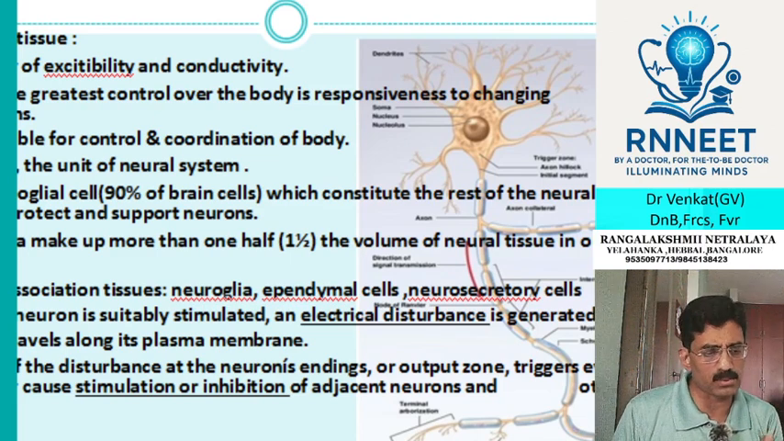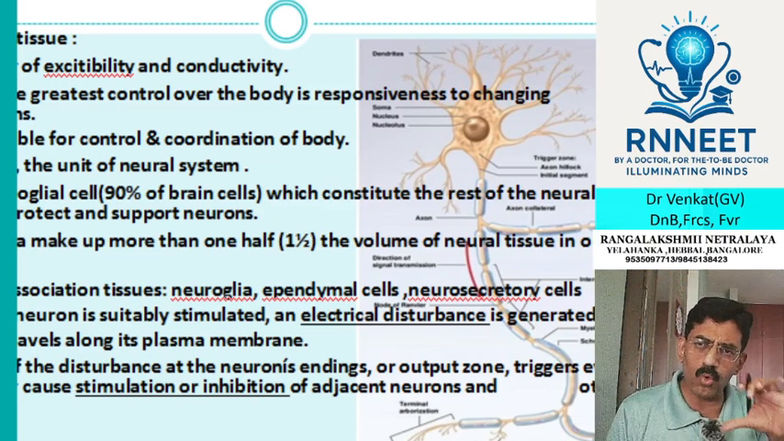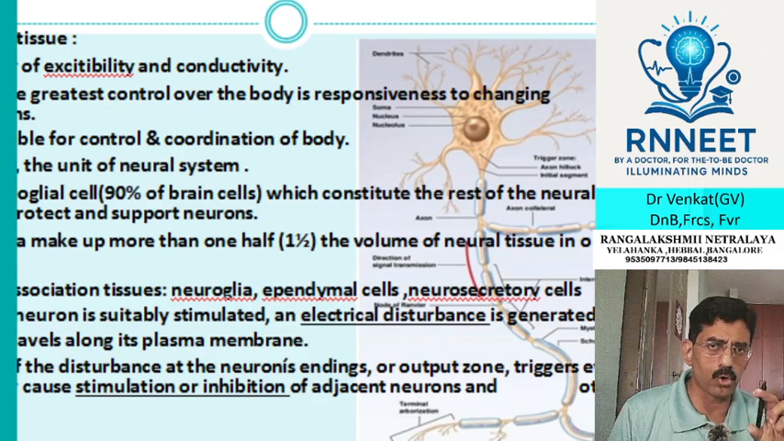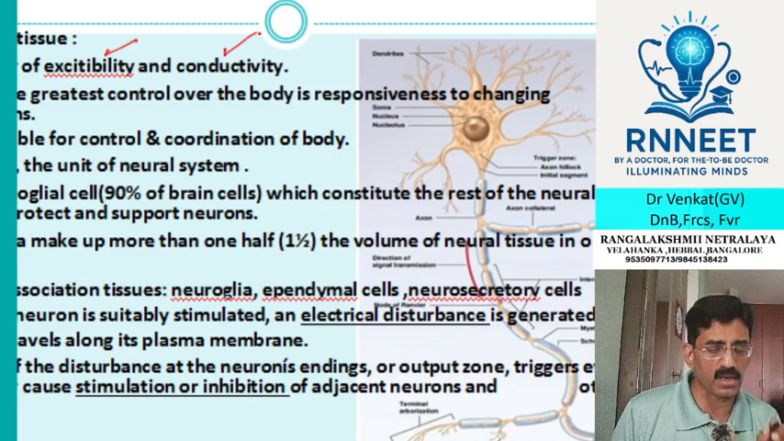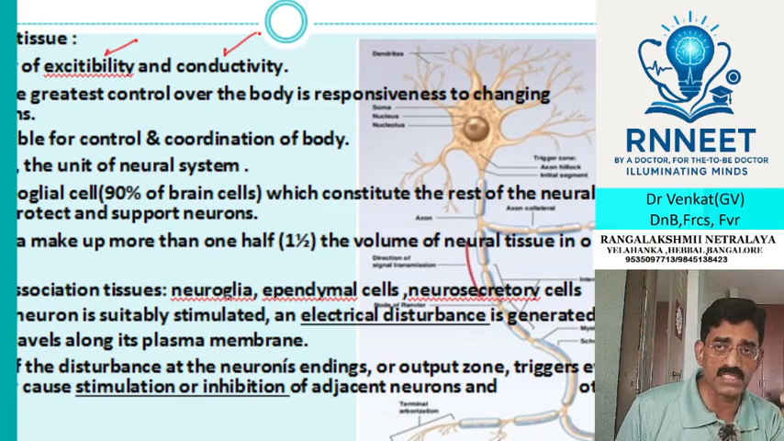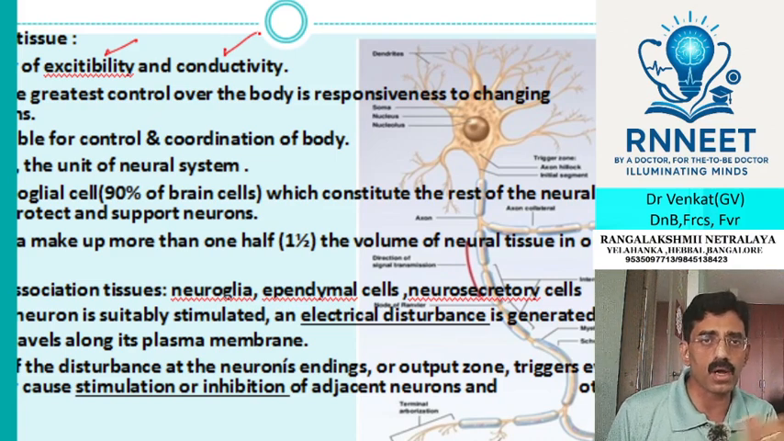We'll be discussing this in great detail, but there are a few important words that you might want to pick up here. What is a neural tissue? One that has the property of excitability and conductivity. It should be able to excite and it should be able to conduct. Then it is that tissue that shows the greatest control over the body, in response to changing conditions.